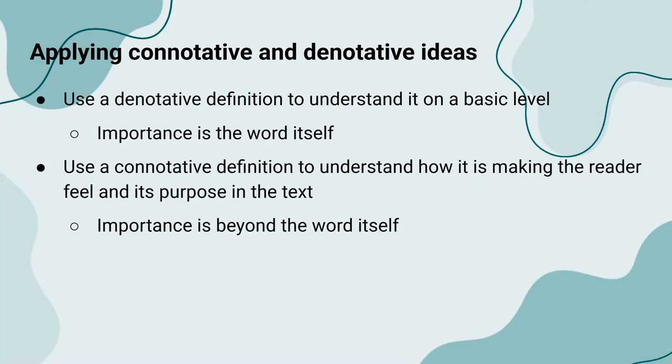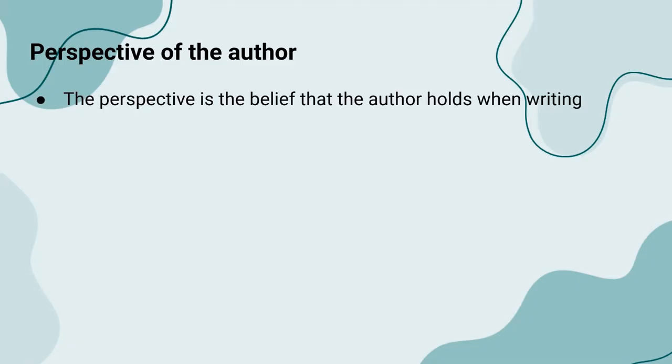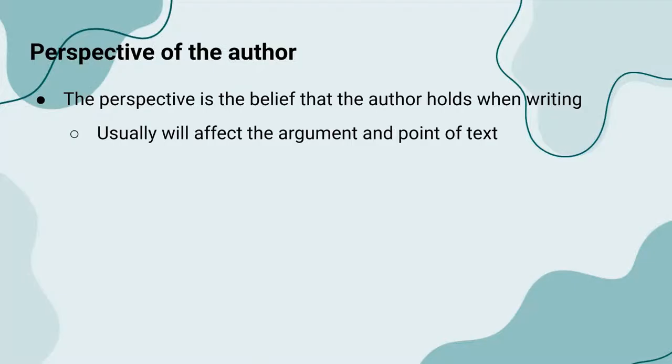And we'll see that in the multiple choice later. So I'm not going to go more into that now, because it'll be a lot more helpful when we're actually going through the multiple choice for you to understand it. However, let's go into the perspective of the author. This is a lot simpler, but this is the perspective that the author holds while they're writing. This will usually affect the argument and the point of the text.